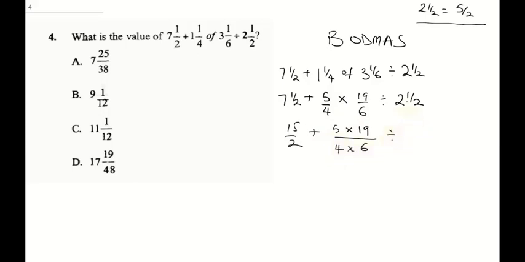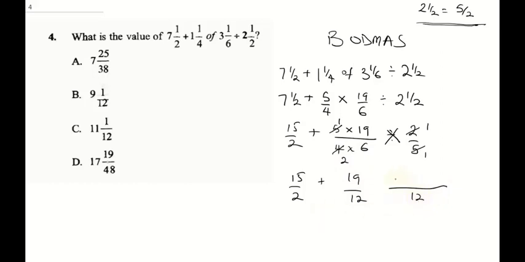Now divided by 2.5, and you know that 2.5 is the same thing as 5 over 2. So we are going to change this to multiplication and put 2 over 5. 2 here is 1, 2 into 4 is 2, 5 here is 1, 5 here is 1. So we are going to have 15 over 2 plus 1 times 19, it's 19, 2 times 6 is going to give us 12. So we formed our LCM, which is 12.